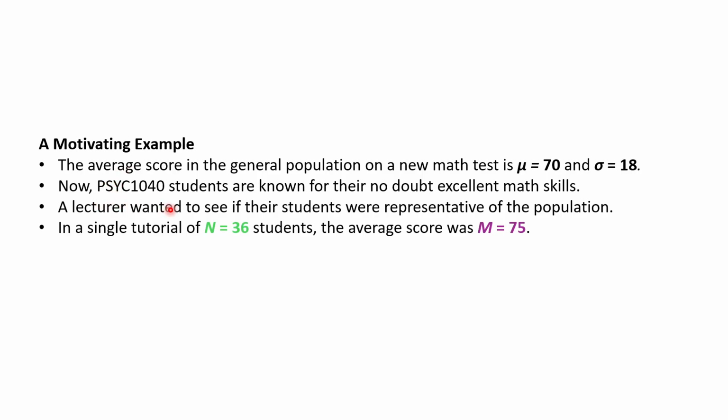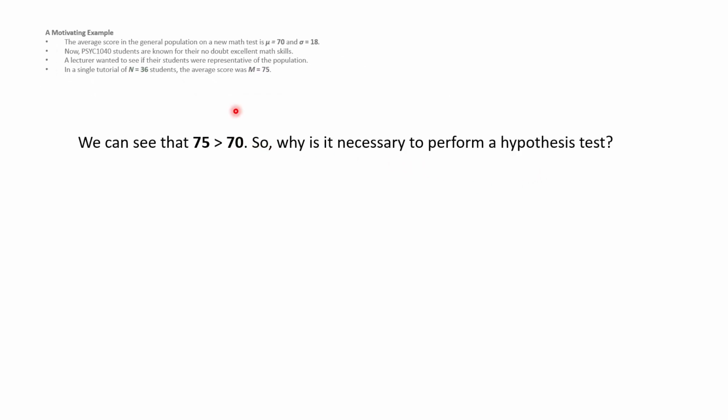Now, PSYC1040 students are known for their no doubt excellent math skills. Okay, a lecturer wanted to see if their students were representative of the population. So in a single tutorial class of 36 students, their average score was 75. Now, straight away we see that 75 is greater than 70, right? So these guys may already be smart, but are they smarter than the rest of the population?